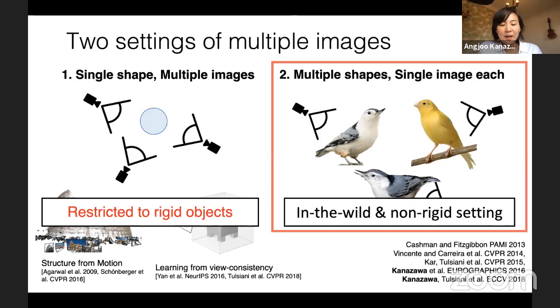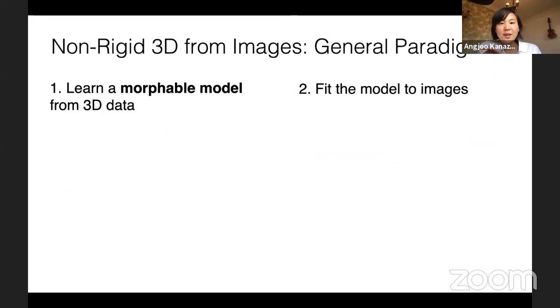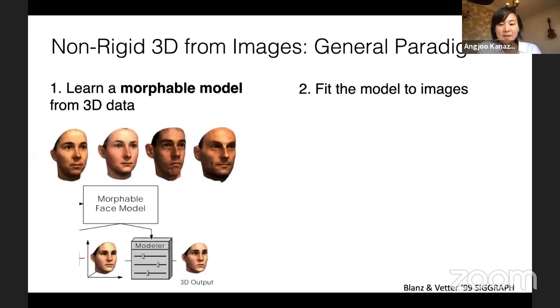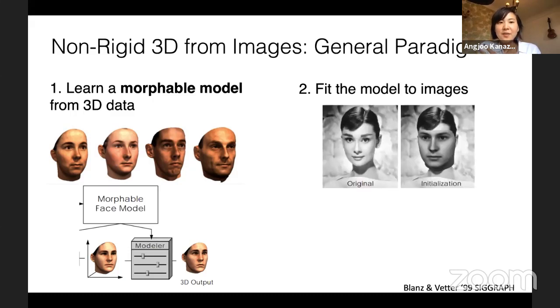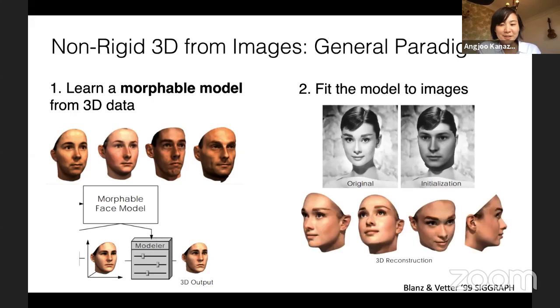Okay, but before talking about this, I do want to cover the general paradigm for recovering non-rigid 3D shape from images. And it goes like this. First, you learn a morphable model from 3D data, and then second, you fit the model to images. So let's look at some classic examples. This seminal work from Blanz and Vetter learns a morphable model from 3D data using large scans of faces. And now this has control parameters that you can use to change the faces. And now you can actually fit that model to images using some kind of differentiable rendering or some optimization.